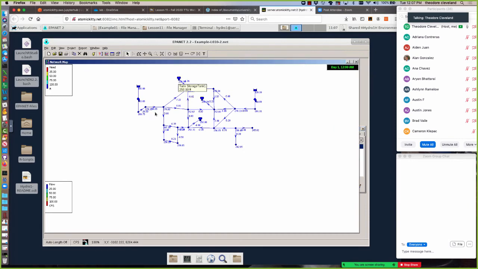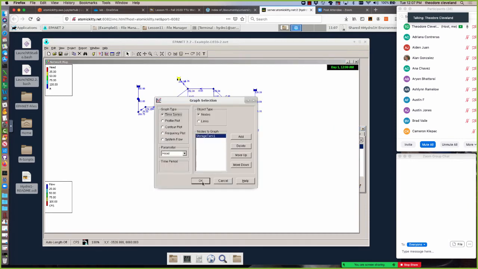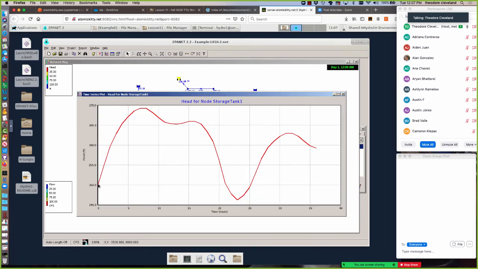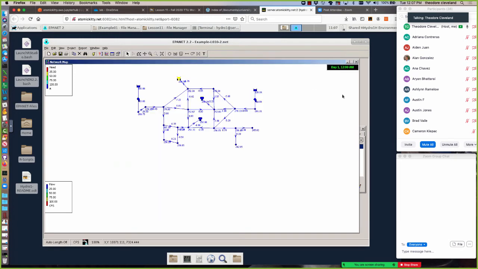So if we now pick a tank, and we will plot the total head in that tank, we see that the tank fills up and then starts to drain and then gets a little bit more fillage and then drains and then fills up but not quite as far this time and starts to drain, and then eventually we get to where we can't sustain the pressure in the system.